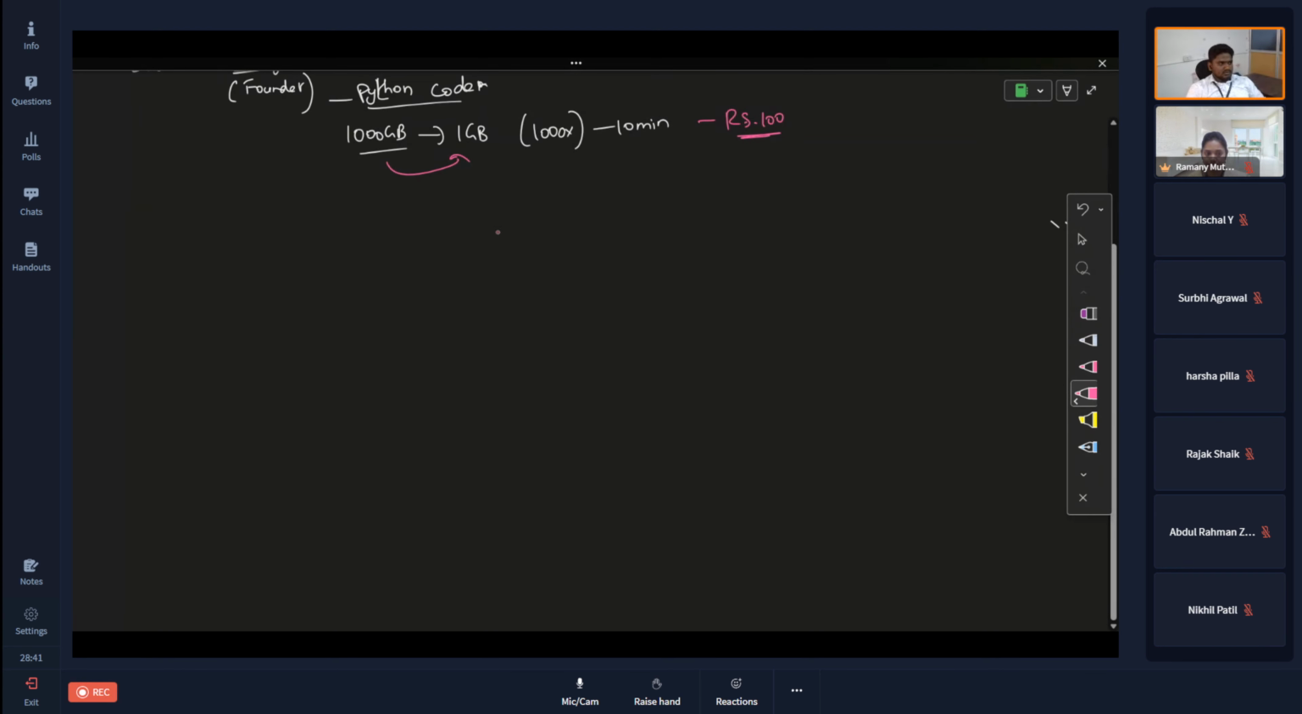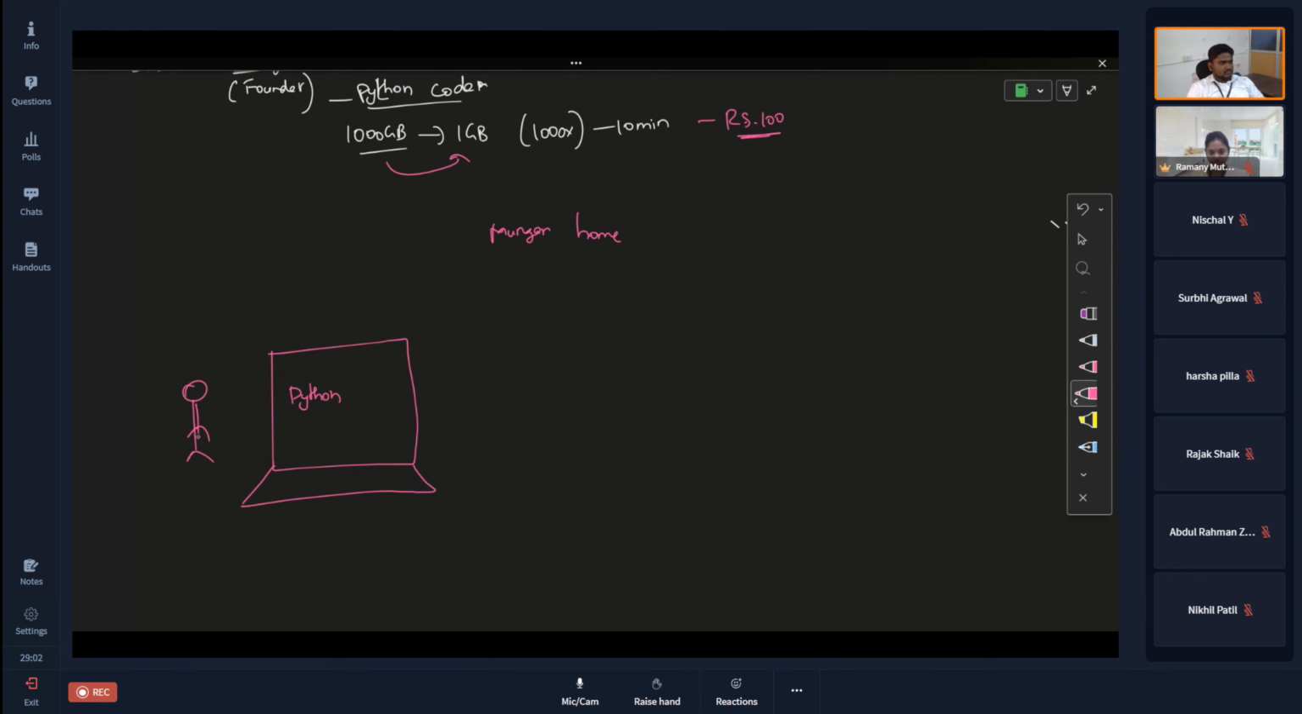So what Murugan is doing is, he is in his home. This is Murugan's home. He created this Python code on his laptop. This is his laptop, the Python code is running on his laptop, and this guy is sitting in his home. So this is the Python code.